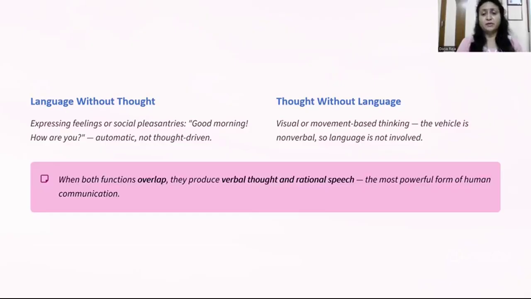Also, thought can happen without language, like anything which is movement based, where actions are involved. So here, language is not involved. But when these two overlap, that is, language without thought and thought without language, verbal thought and rational speech happens, and this is the most powerful form of communication.